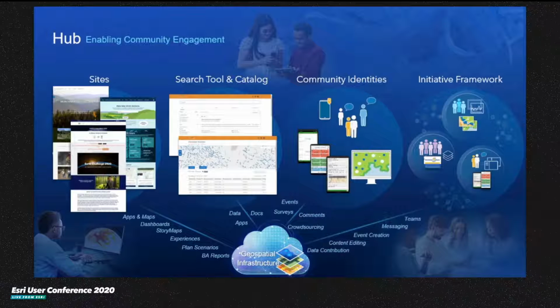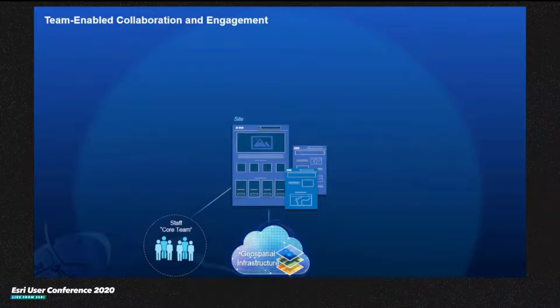Within ArcGIS Hub, we have what's called an initiative framework. And these initiatives provide structure to the engagement with those community members and the flow of content, as well as all the activities that go along with an initiative. So I want to drill in a little bit into a feature that we've worked on and released earlier this year, this idea of supporting teams. And I'm going to talk a little bit about why teams are so important and useful.